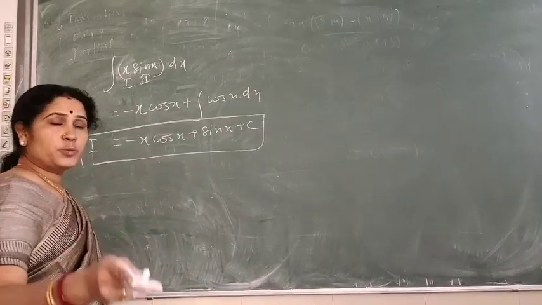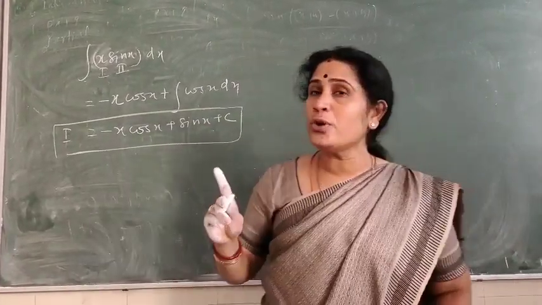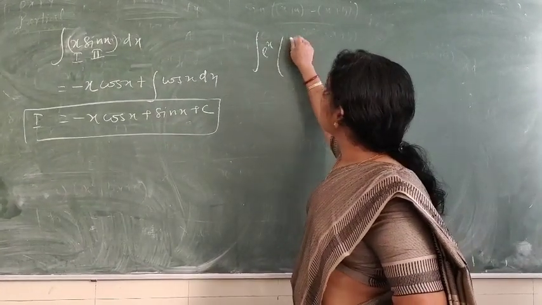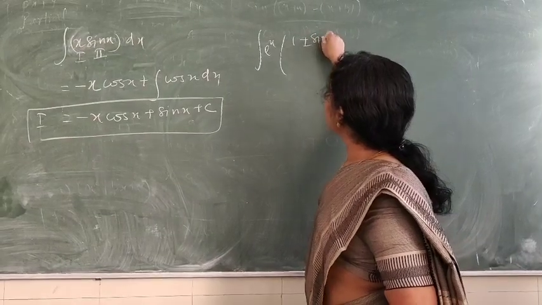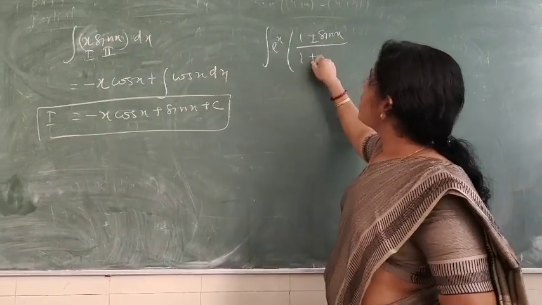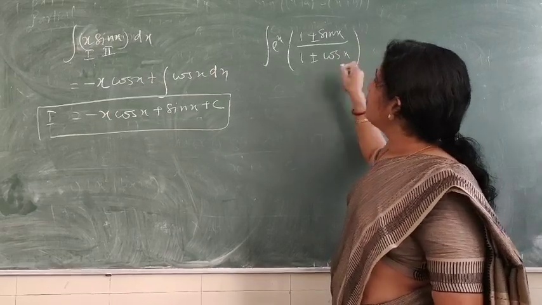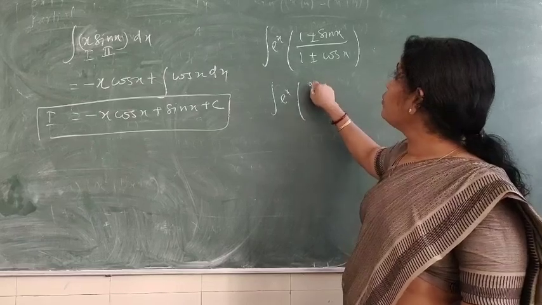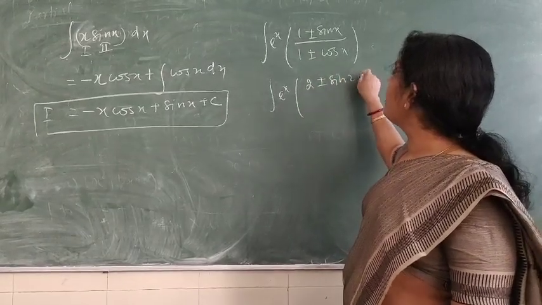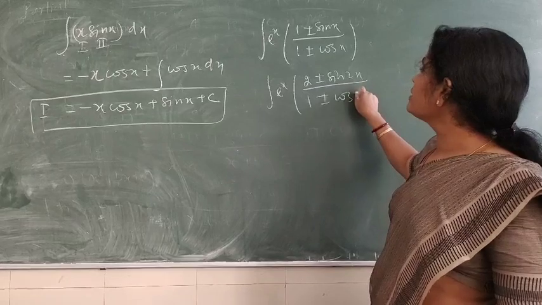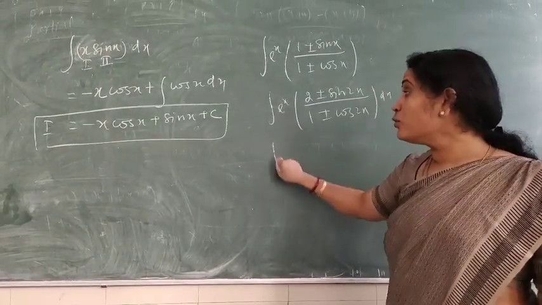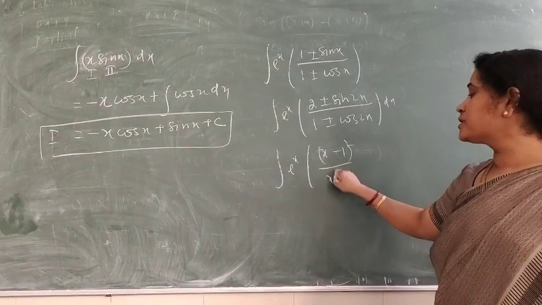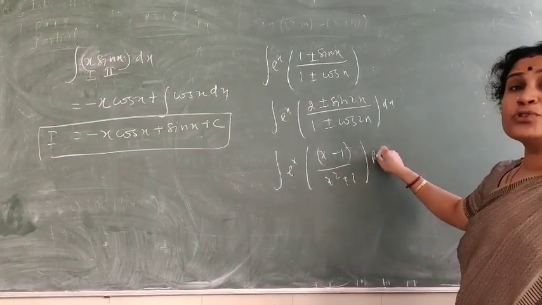This is integration by parts. Especially in by parts, I told you these questions you have to do, definitely one question will come: integral e to the x into (1 plus sin x) the whole upon (1 plus cos x). Otherwise, integral e to the x into (2 plus sin 2x) the whole upon (1 plus cos 2x), this question. Otherwise, I already told you these are all the questions. Also integral of (x minus 1) the whole square, the whole upon (x square plus 1). You have to do this type of questions.